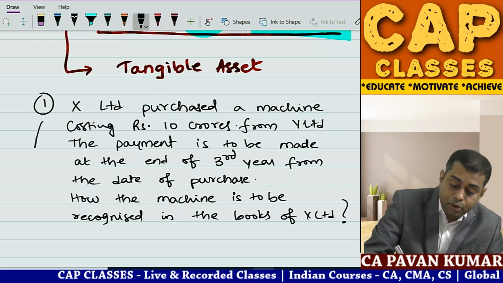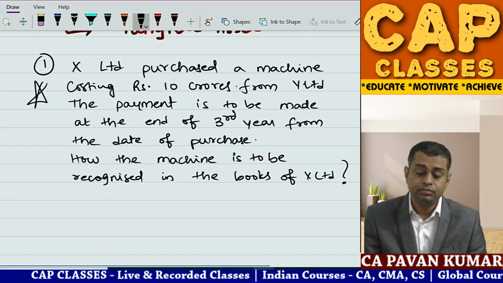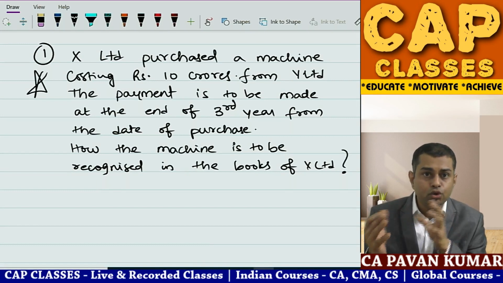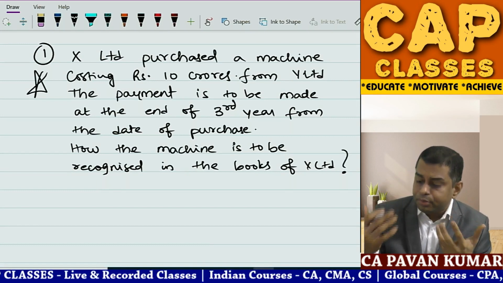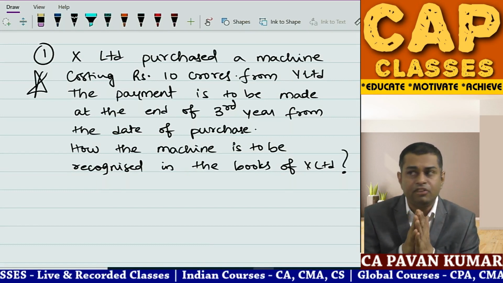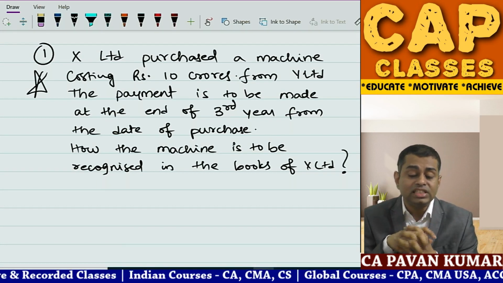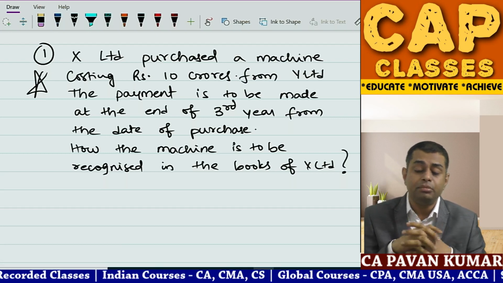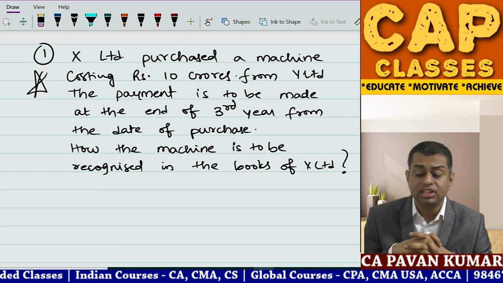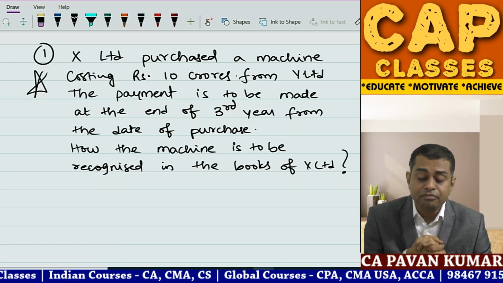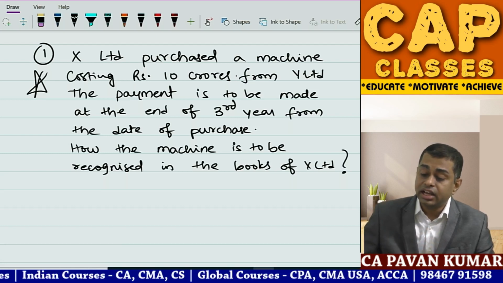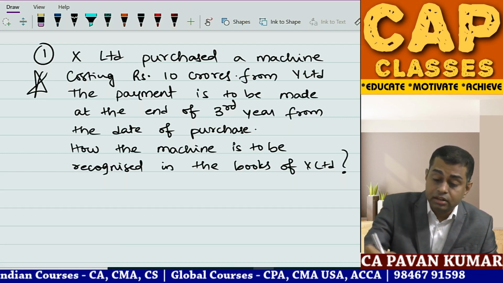This is a very important question from exam point of view also. A teaser, a tidbit for you to think and to develop this level of thinking. X Limited purchased a machine costing rupees 10 crores from Y Limited. The payment is to be made at the end of third year from the date of purchase. How the machine is to be recognized in books of X Limited.